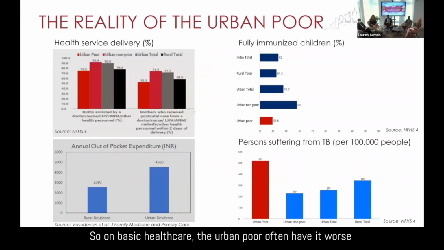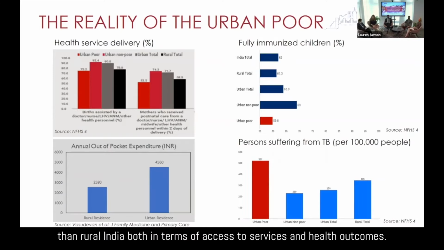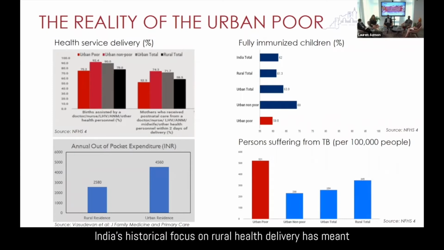So on basic health care, the urban poor often have it worse than rural India, both in terms of access to services and health outcomes. India's historic focus on rural health delivery has meant that the needs of the urban poor were often overlooked. If you look at the first graph on health service delivery, 75.2% of poor urban women have access to assisted births in comparison to 78% of women in rural India. And this trend sustains with respect to access to postnatal care, where only 52% of poor urban mothers, as compared to 71% of rural mothers, seem to receive the same care.